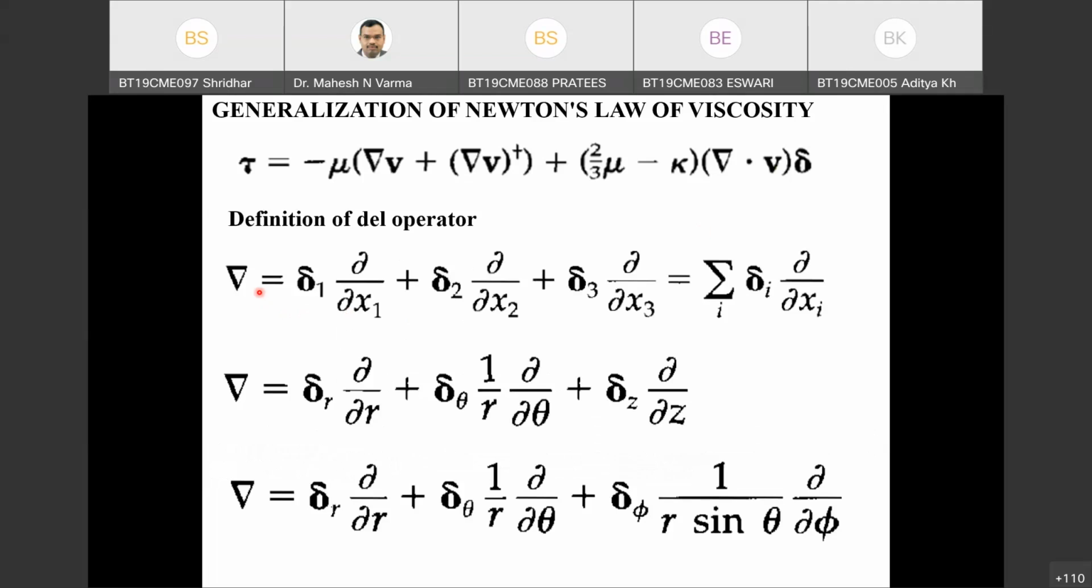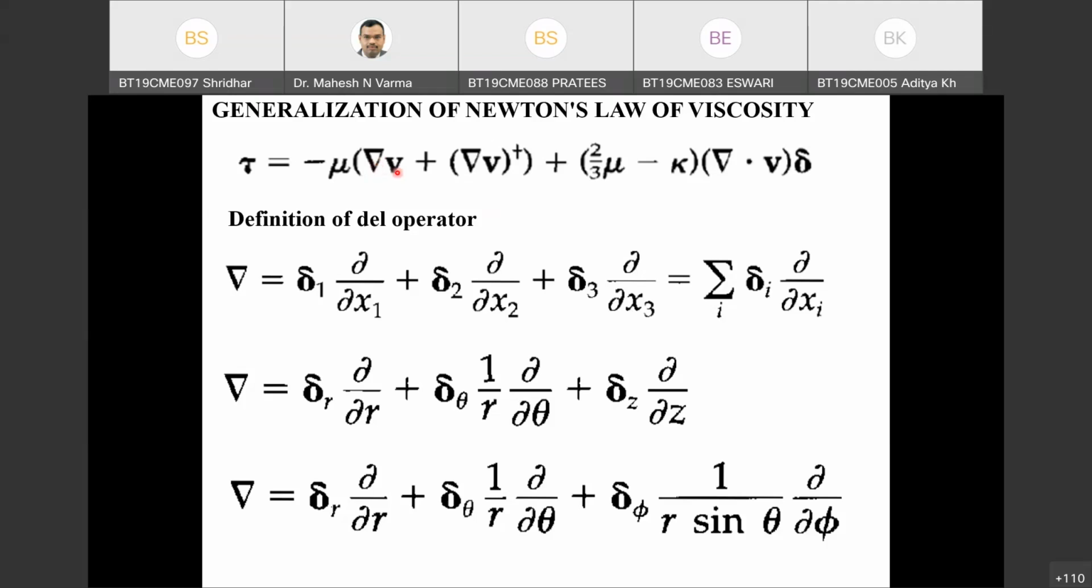Okay, it is similar to a differential operator. This is the definition of del. So what is the importance of this compact mathematics? If you have this compact mathematics, you can get back the equation in all Cartesian coordinates very easily if you remember the definition of del and how it is operated over V.